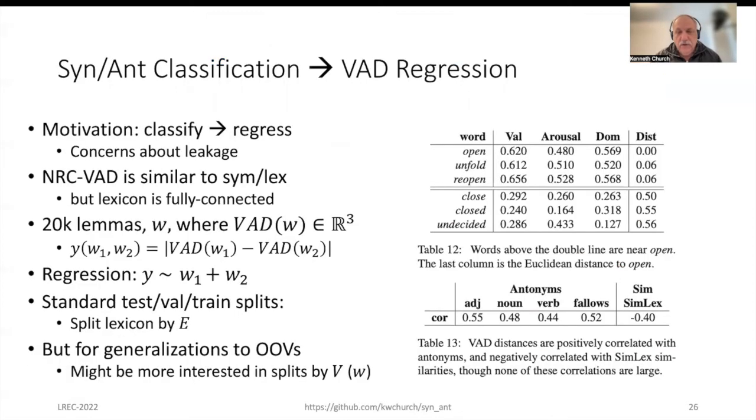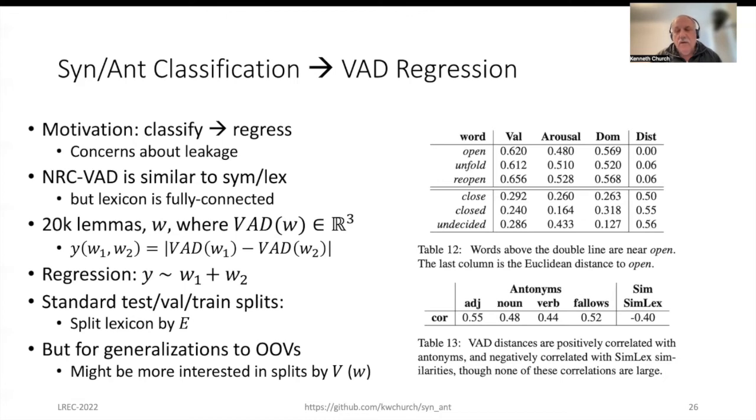On the right, we're showing words that are close to "open." And as you see, the synonyms have small VAD distances, and the antonyms have larger VAD distances. The VAD scores range between 0 and 1 in each of the 3 dimensions. And then on the bottom right, we looked at correlations between these VAD distances and antonyms and synonyms, and you can see that the correlations are positive with the antonyms, that is, larger distances are more likely to be antonyms, and they're negatively correlated with synonyms because larger distances are less likely to be synonyms. The correlations aren't massive.